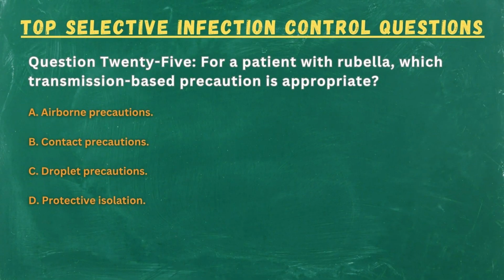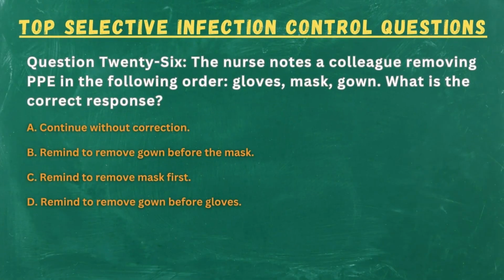Question 25. For a patient with rubella, which transmission-based precaution is appropriate? A. Airborne precautions. B. Contact precautions. C. Droplet precautions. D. Protective isolation. Answer: C. Droplet precautions.